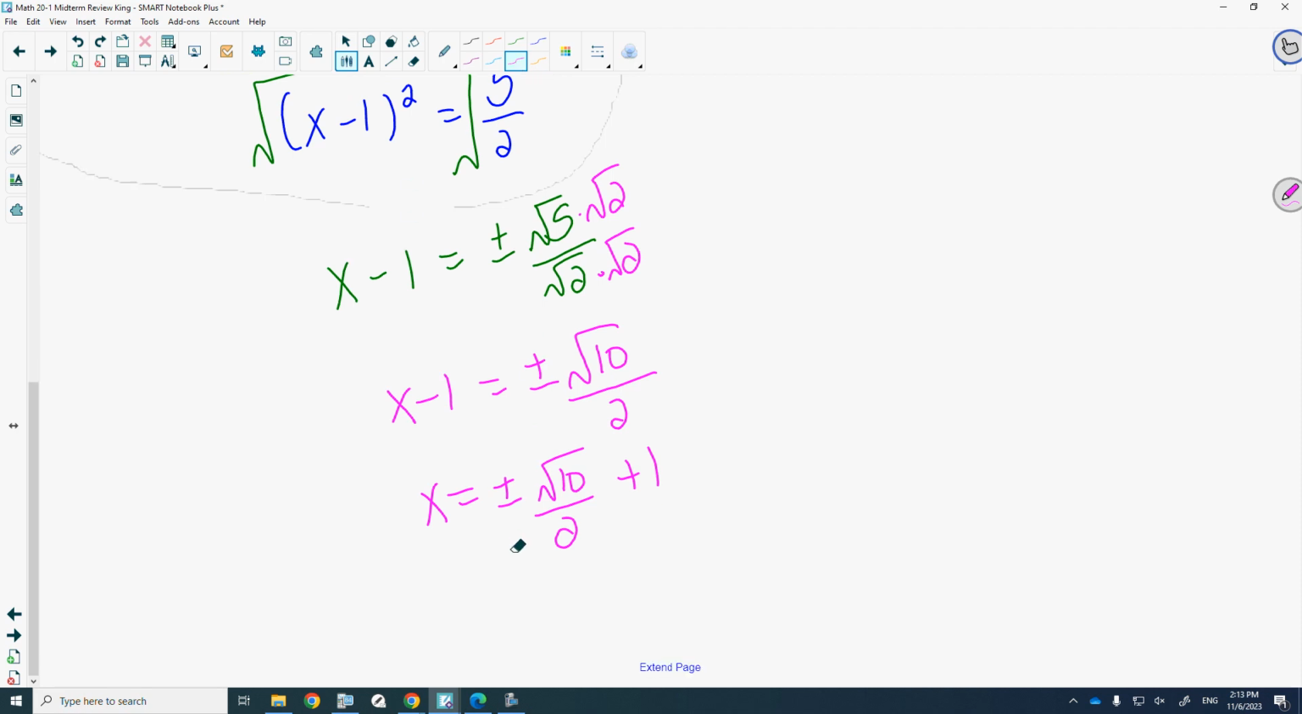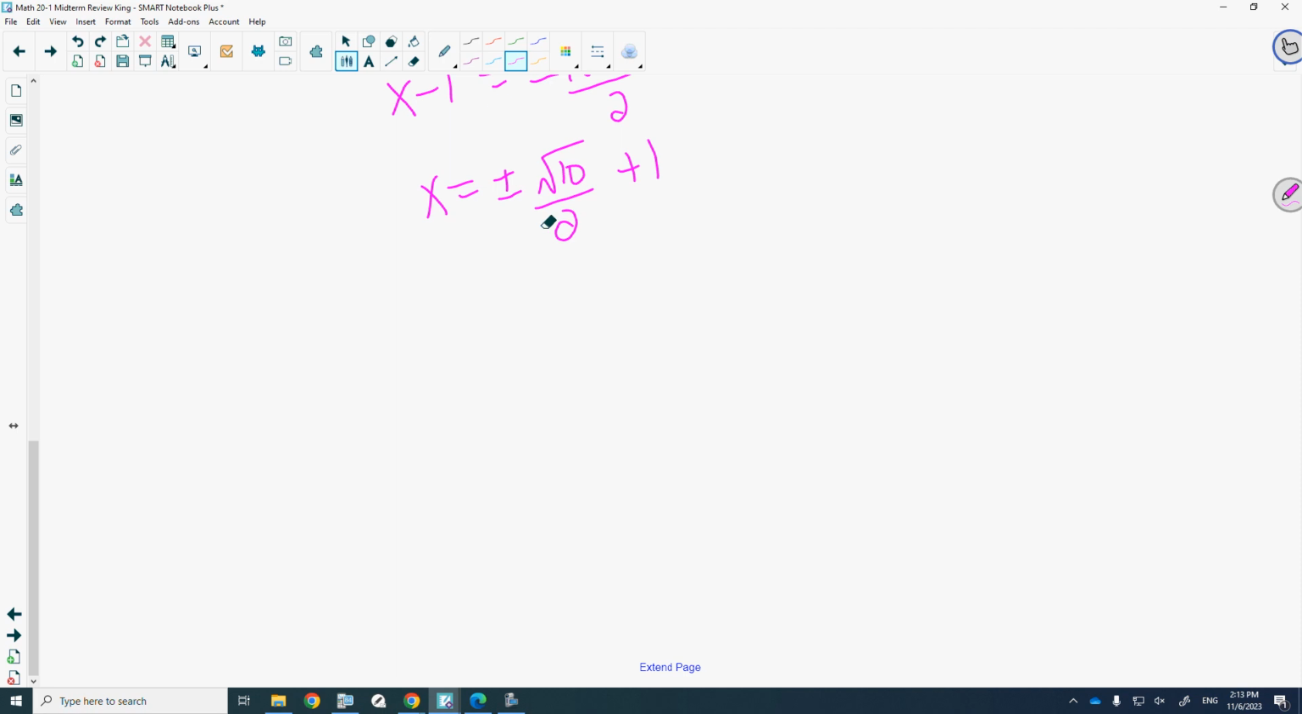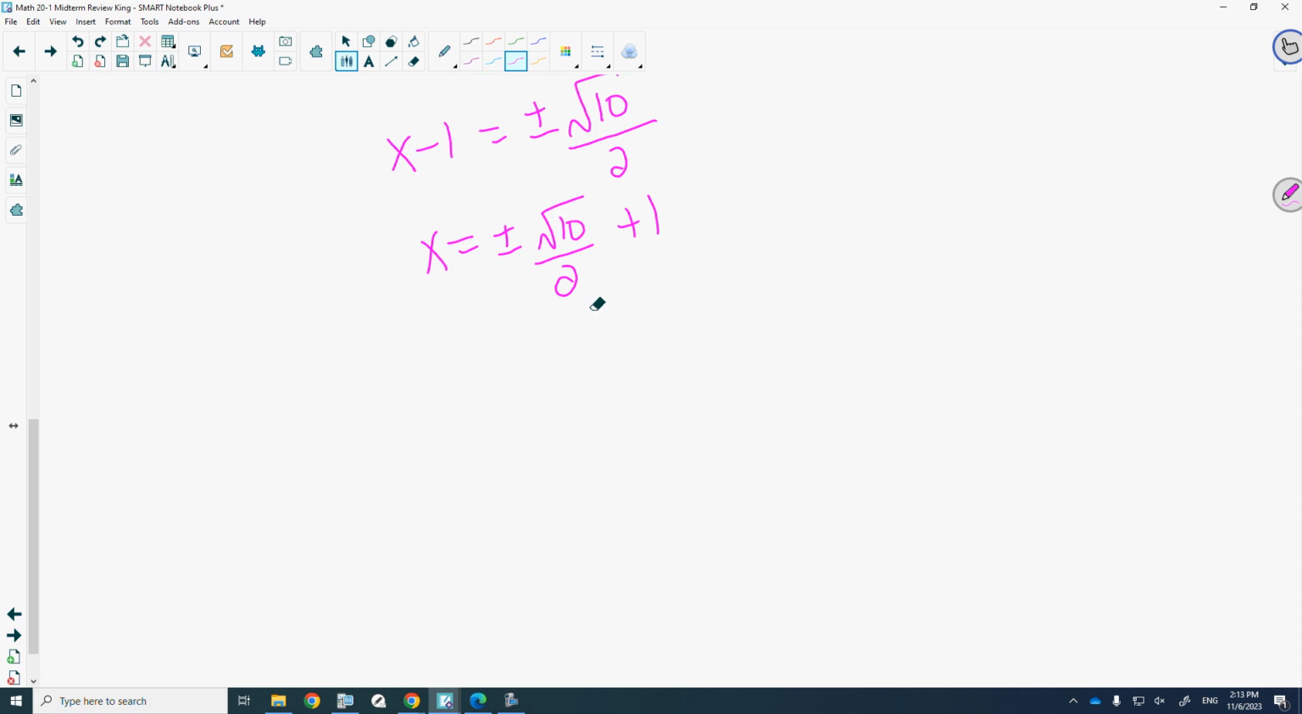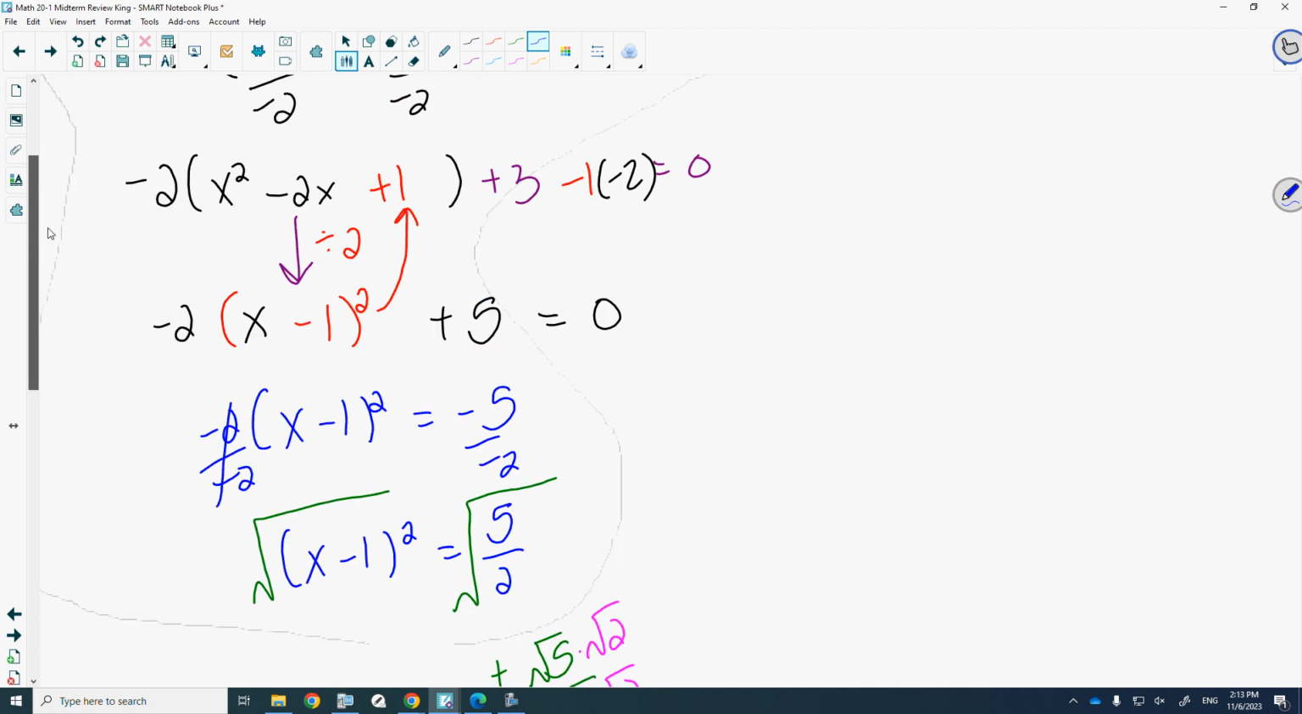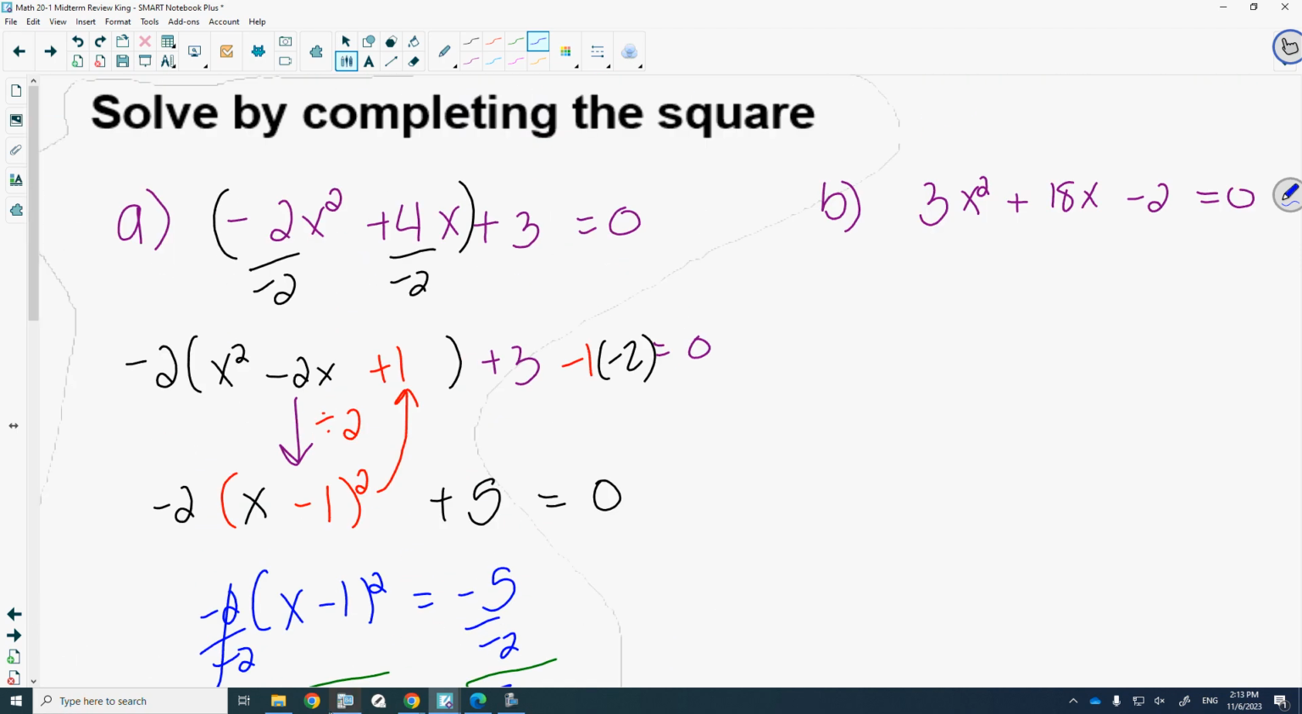Now, from rationals, we now know that we can combine these two fractions. Multiply that by 2 and this by 2. x is equal to plus or minus root 10 plus 2 over 2. These are what my two x-intercepts are going to be. So I'll show you on a calculator how we can confirm this.